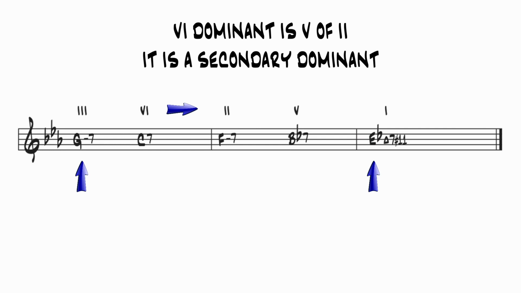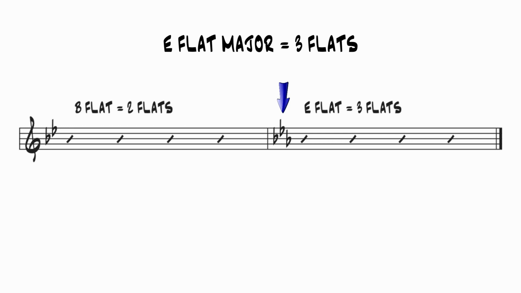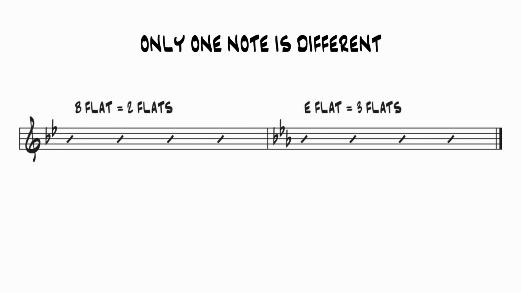The transition from G minor to E flat major is a good example of how modulations often occur within a chord progression. The key signature for G minor or B flat major is 2 flats. The key signature for E flat major is 3 flats. That means that 6 of the 7 notes are the same in both keys. There's only one note that's different, A natural or A flat.